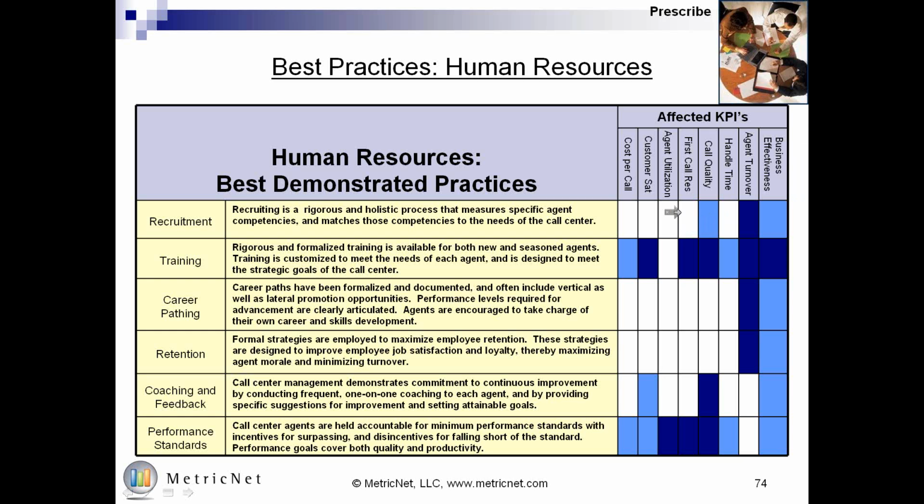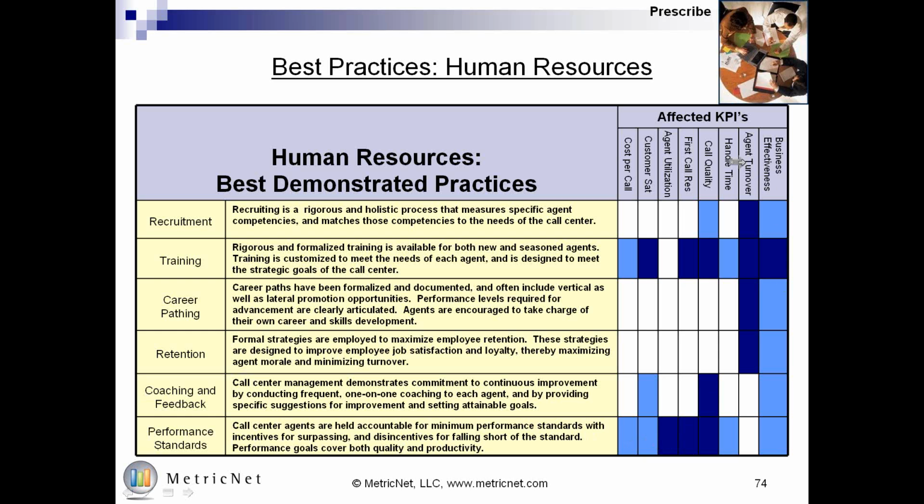So here's how you would use these charts. Let's say you do a benchmark and you find out that your first contact resolution rate is not very good, or your agent turnover is too high. You can go down the column, and anytime you find a dark blue cell, that represents an opportunity, a potential lever to improve that metric. First call resolution can be improved through more effective training. It can also be improved through coaching and feedback. It can also be improved, believe it or not, just by establishing a performance standard.